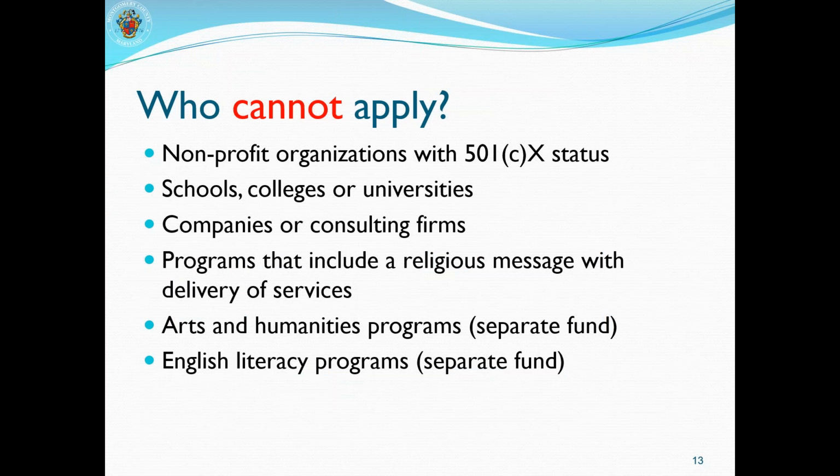So who cannot apply? Nonprofit organizations with any other 501(c) status cannot apply. Schools, colleges, or universities, companies or consulting firms, and programs that include a religious message with the delivery of their services. The example that I've been using for this is that my mother is Buddhist, and at her temple, she's the one who chops the carrots for the vegan meal at lunchtime. In order to receive that meal, you have to go through the Buddhist service in the morning. That would mean that program would be ineligible to apply for a community grant.